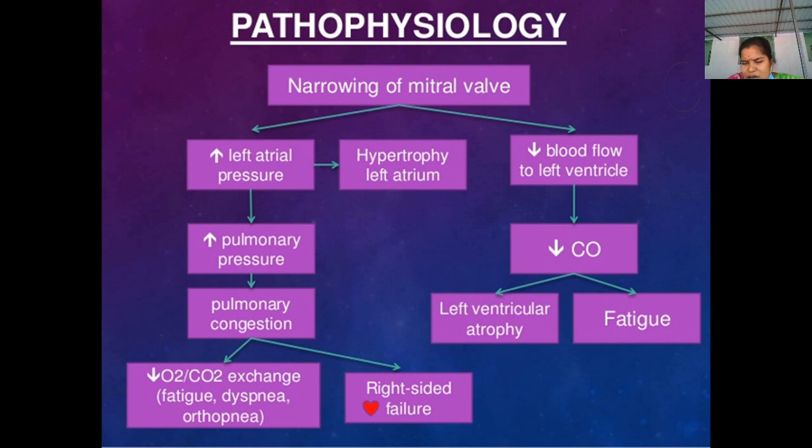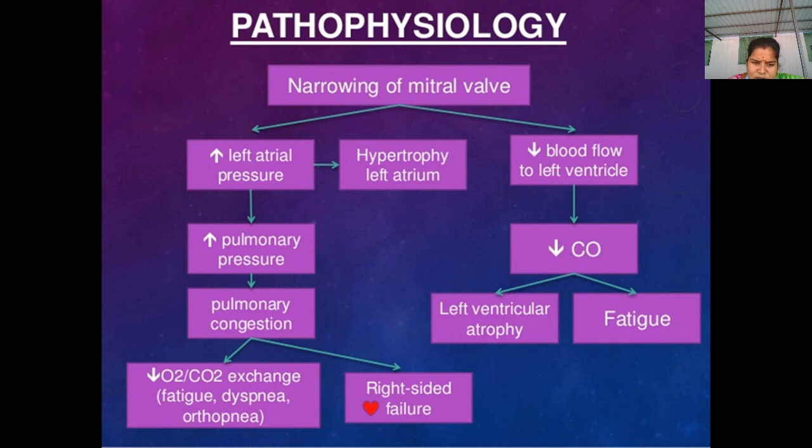Because of the decrease of the left atrium, the cardiac output may be decreased, and left atrial atrophy may occur. Because of this, left ventricular atrophy and fatigue may be seen. In case of increased left ventricular pressure, pulmonary pressure also increases, and because of this the pulmonary congestion may occur. Because of this, what will be happening?